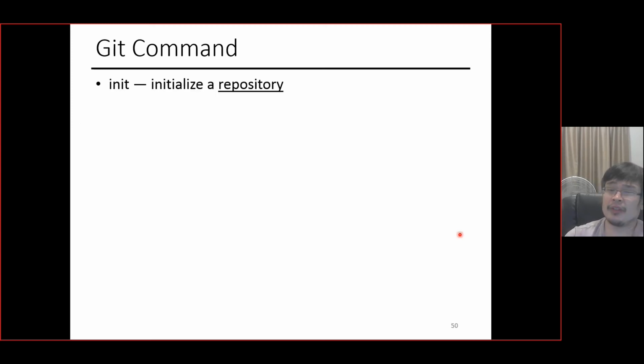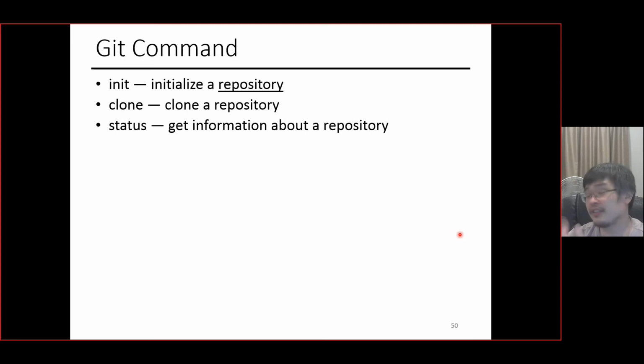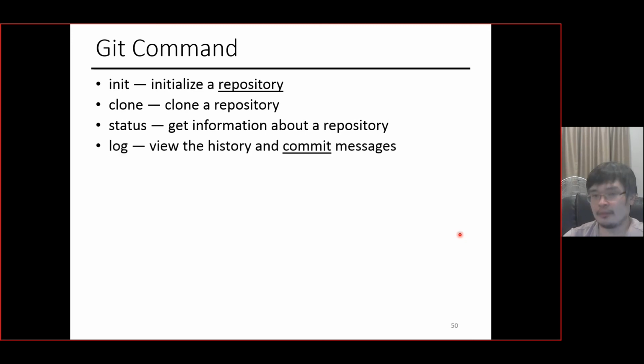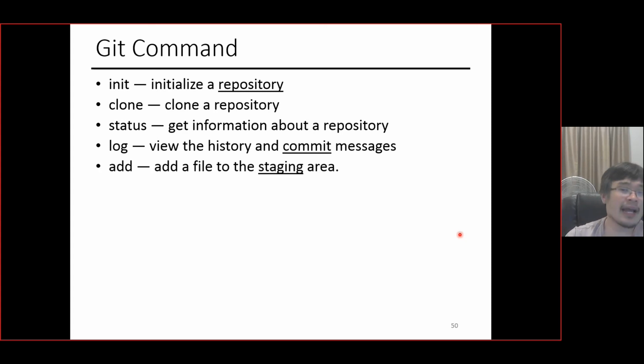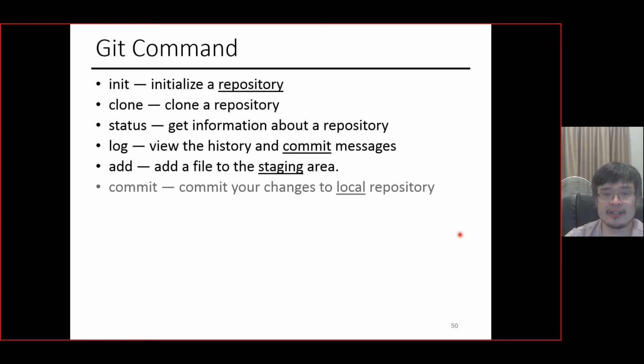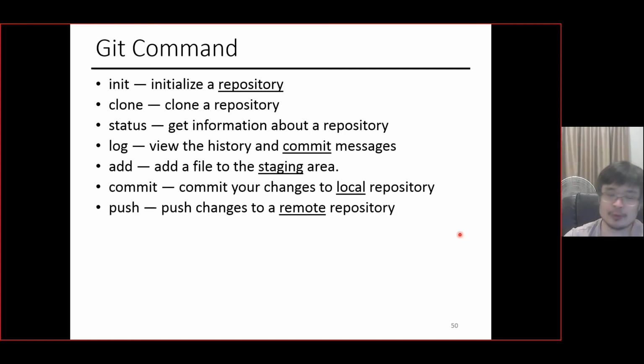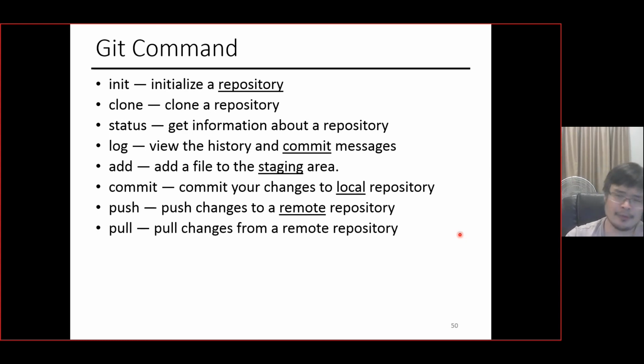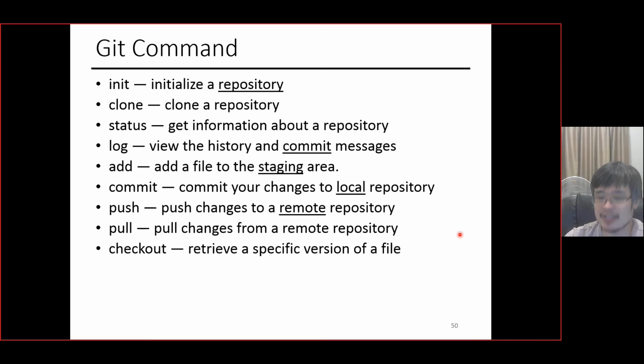So here are some of the different git commands that you will use. There's a command called init and clone. Git status would get you information about the repository. Git log allows you to view the history and commit messages. Git add would add files to the staging area. You can commit them later, and push the change to the remote repository, the server. Git pull would pull the change from the remote repository to your machine. You can check out a specific version of the file.